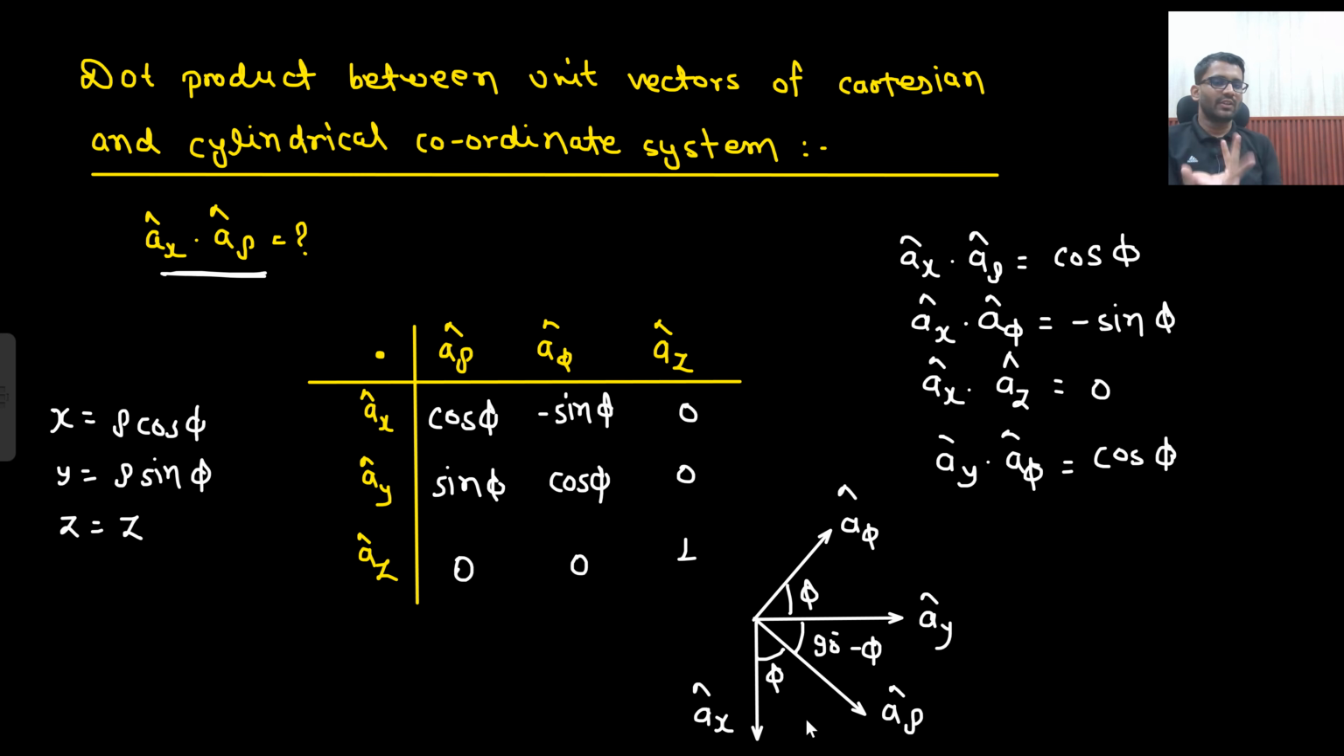And Z is always perpendicular, so no need to worry. A z cap dot A z cap will be 1. Now A y dot A phi is cos theta, cos phi. A y dot A rho is cos 90 minus phi, that will be sin phi. That's it. So very easy it is, or you can make this table as well if you are not comfortable with all these things.